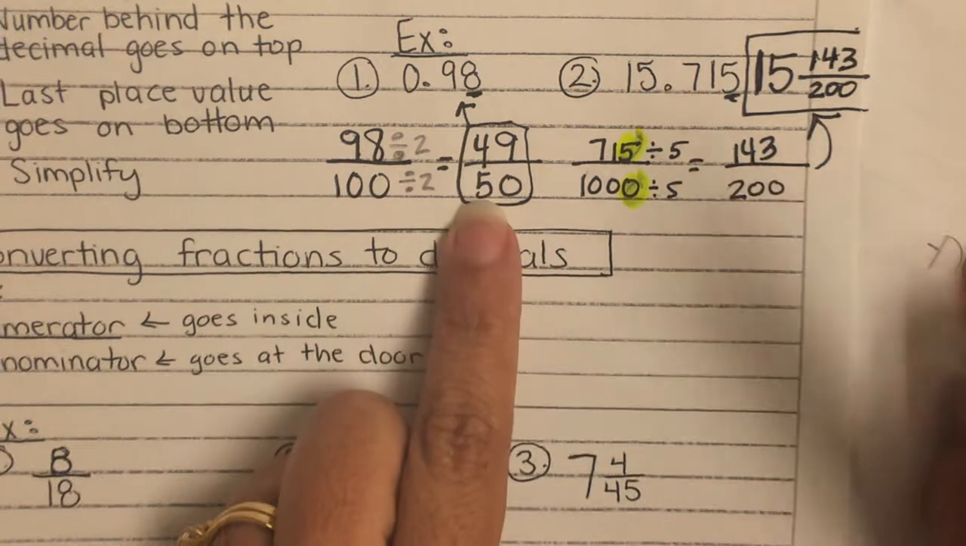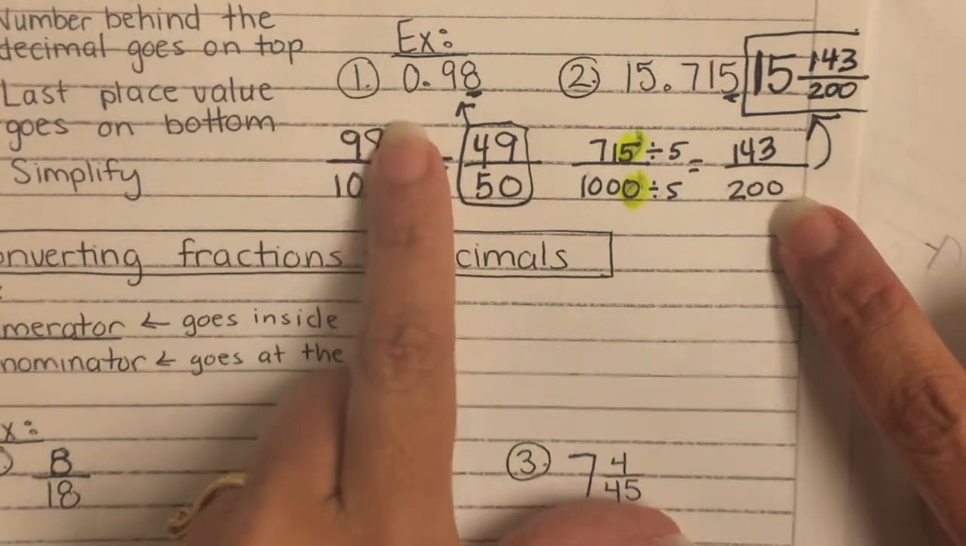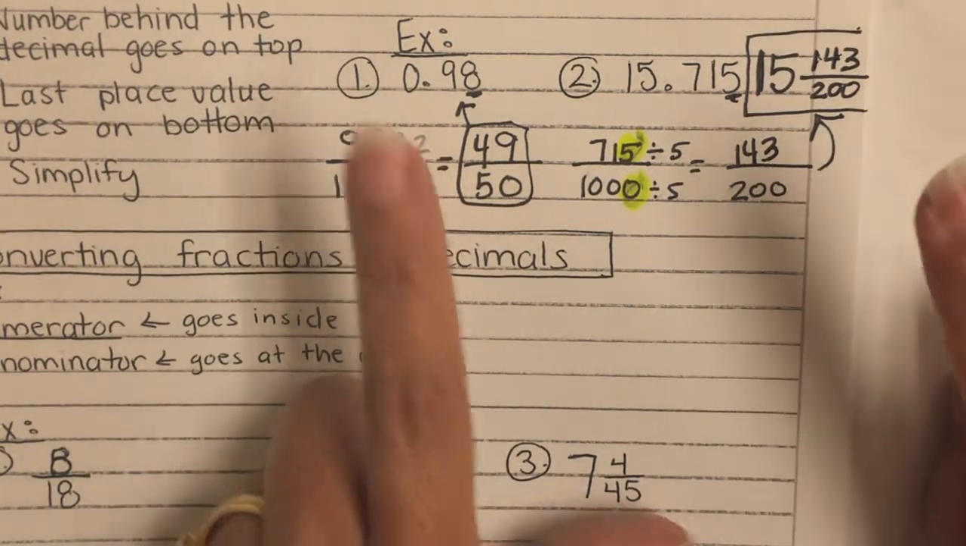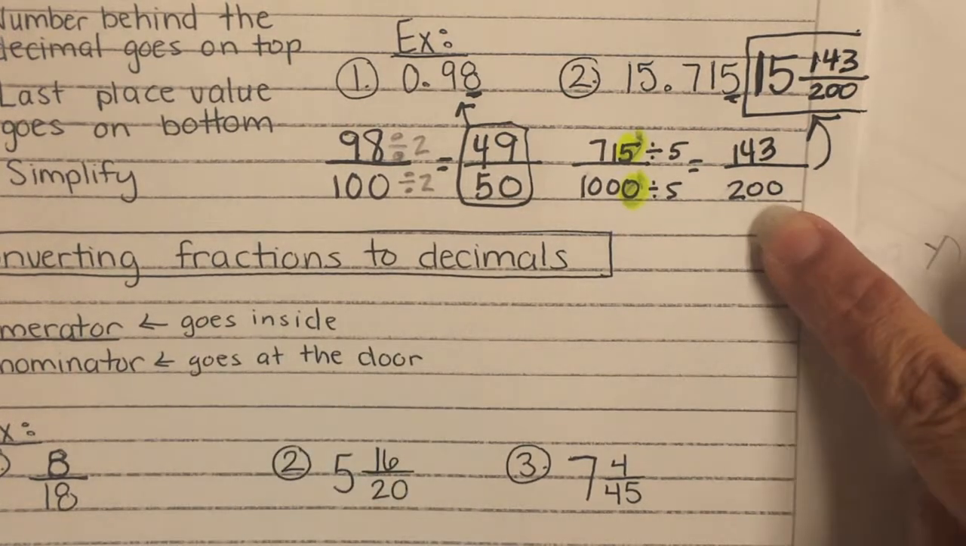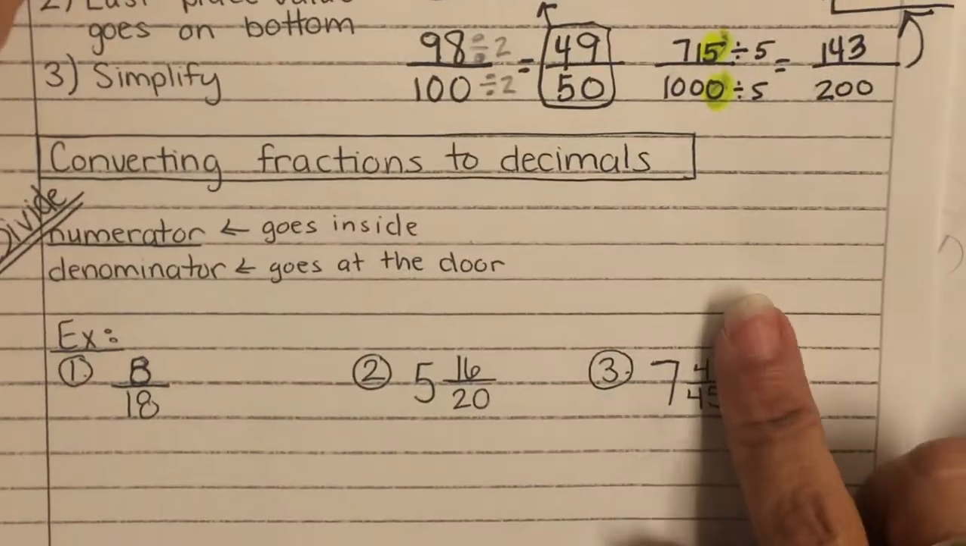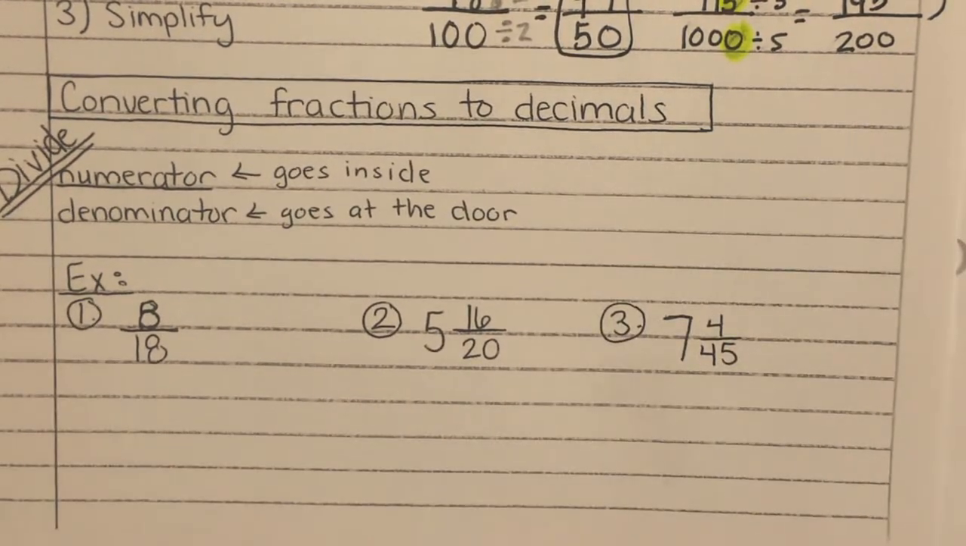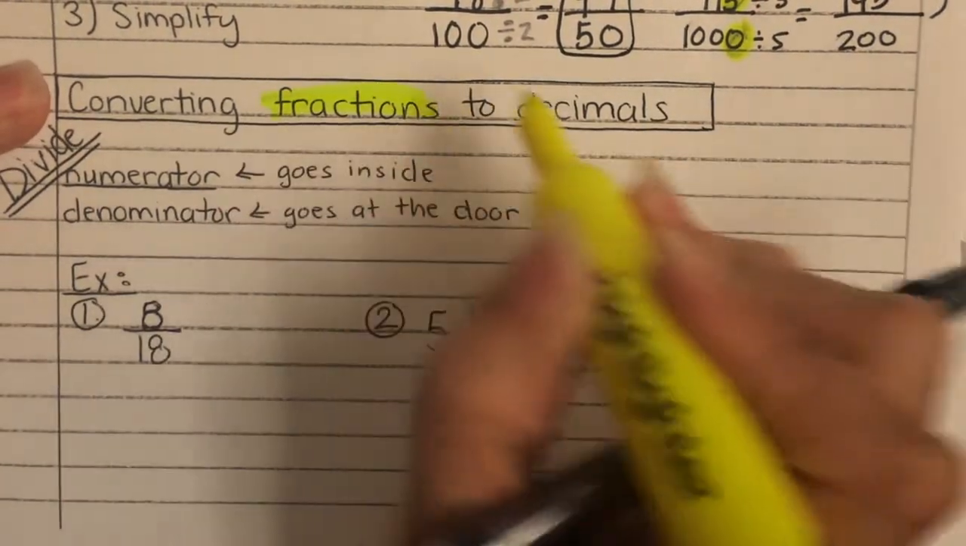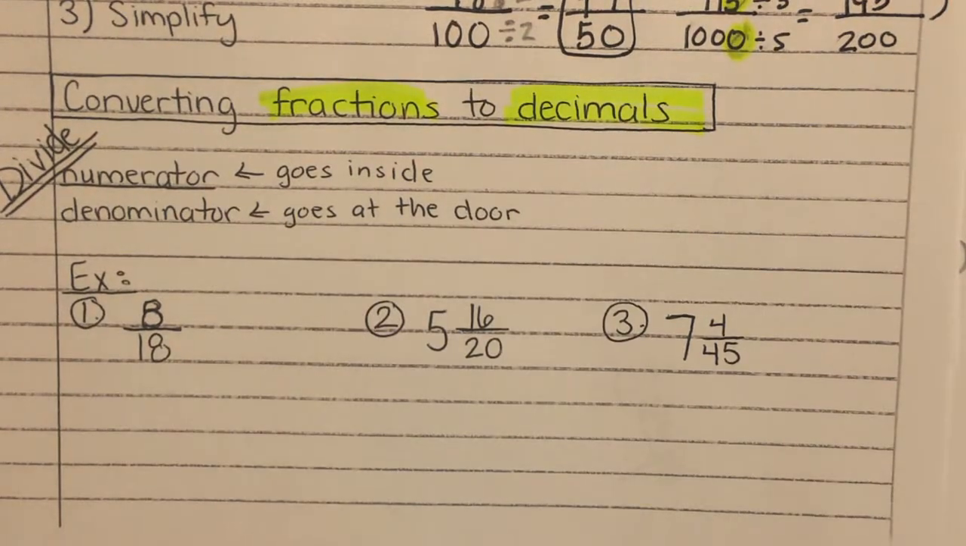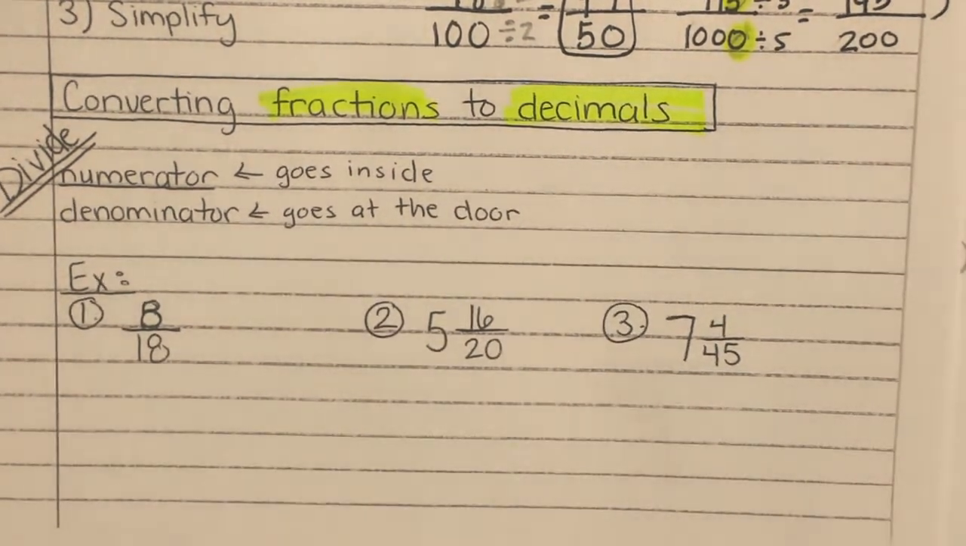Okay? So this gives you two different styles. One without the whole number, one with. Okay? The second part of these notes is going backwards, as I call it. We're now going to do fraction to decimal. Okay. This one's not as bad, but it does have division. Here we go.